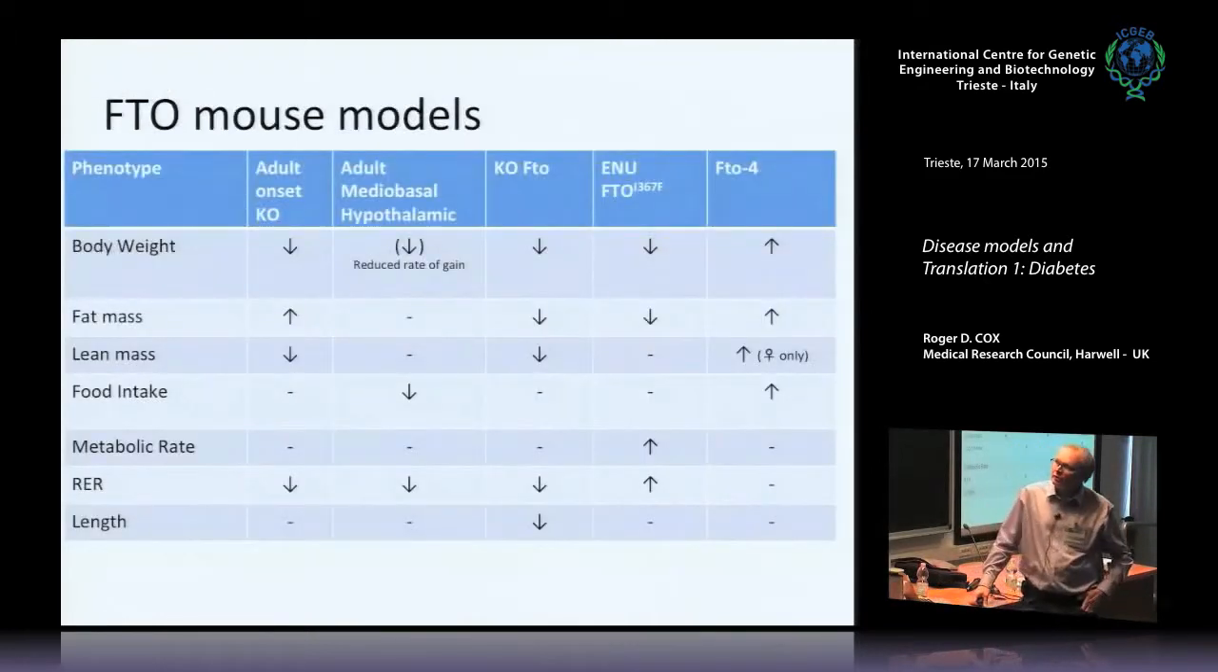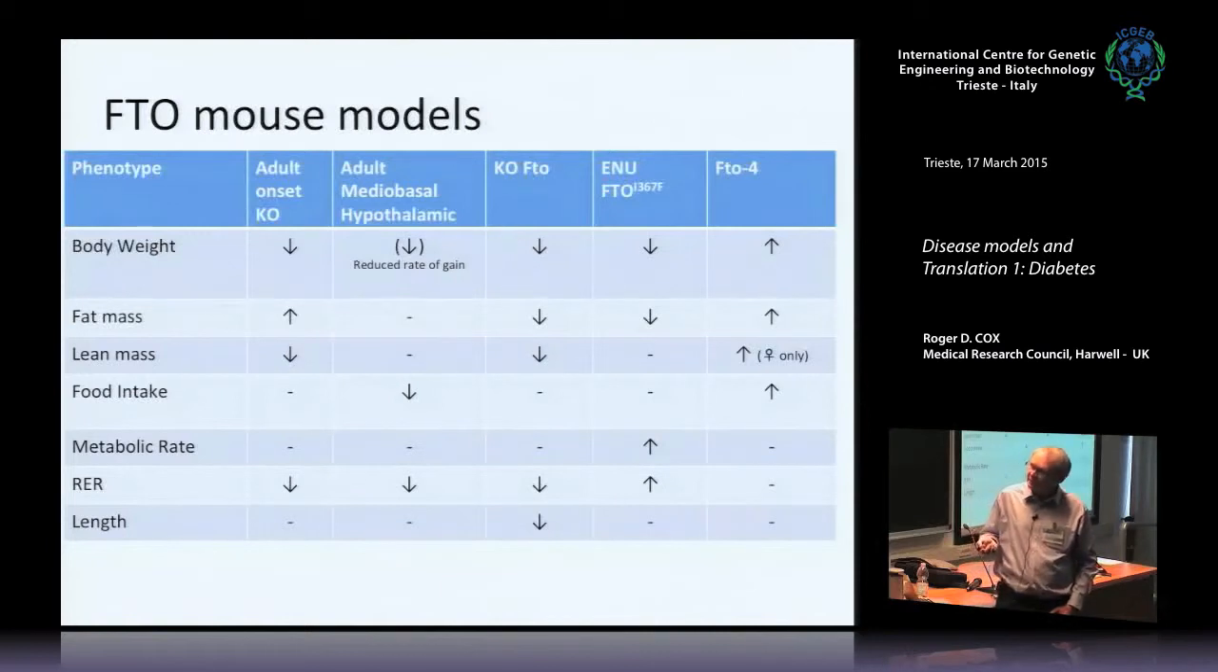So we have these different models of FTO. We have an adult onset knockout, which has reduced body weight, but surprisingly increased fat mass at the expense of lean mass. We have a knockout where there's reduced body weight, reduced fat mass, reduced lean mass. We had an ENU allele, which I haven't shown you, which had a similar phenotype, reduced body weight and reduced fat mass. And these FTO4 mice, the overexpression mice, where we get an increase in fat mass.